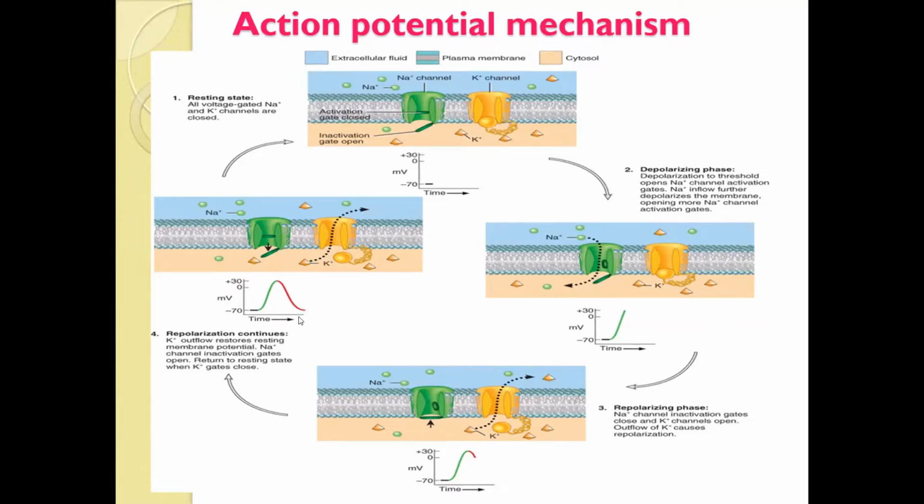So it will outflow until it reaches the resting membrane potential. So it returns to the resting state when the potassium gate is closed. Potassium will continue to outflow until it returns to the resting membrane potential, then it closes. So this is how the action potential mechanism works.